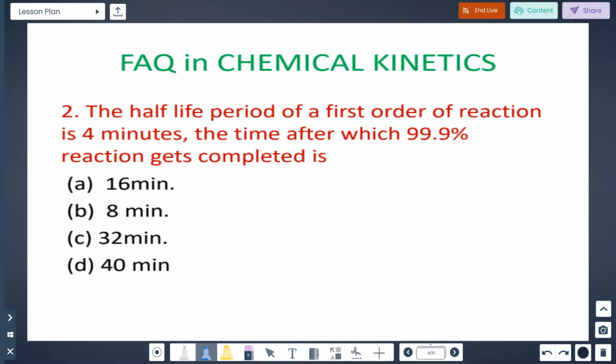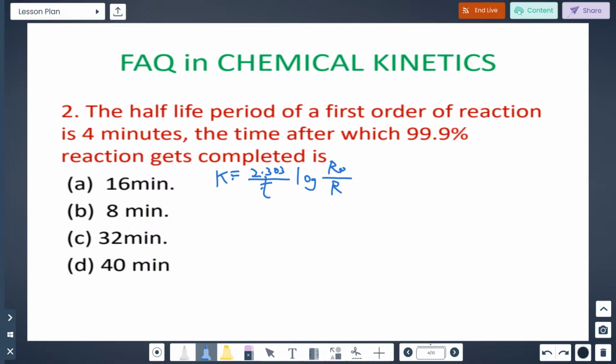You know it's a first order reaction, no? The first order reaction formula is K equals 2.303 by t log R naught by R. It's a formula. Understood? K is the rate constant, t is time, R naught is the initial concentration, R is the remaining concentration. But they are asking to find only the time.